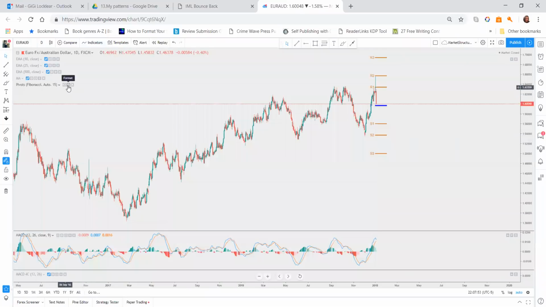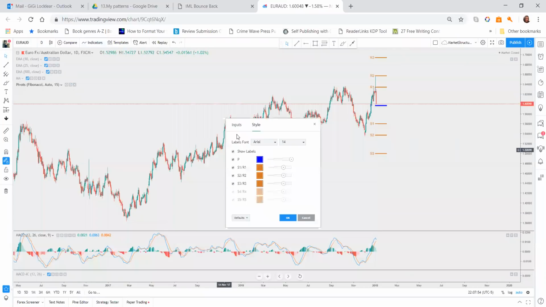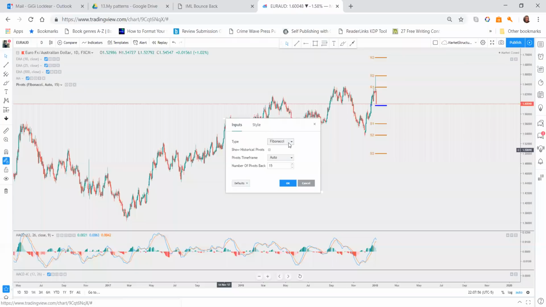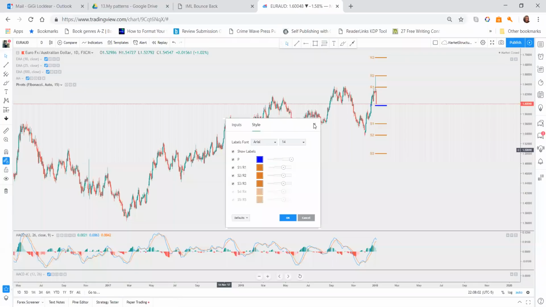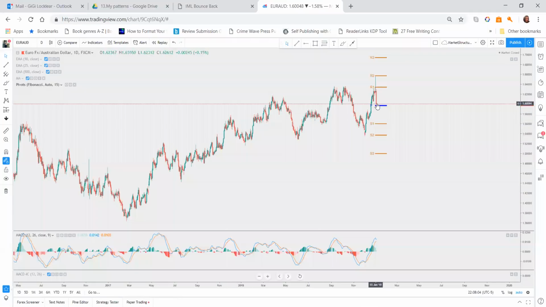Go to the settings on it. And I like Fibonacci because we know Fibonacci is very accurate. And you can choose the colors that you want, but I really don't care about the colors. The most important one is the pivot point. If it breaks this, it's broken the point where it normally pushes it into a downtrend. It's a very volatile pivotal point.